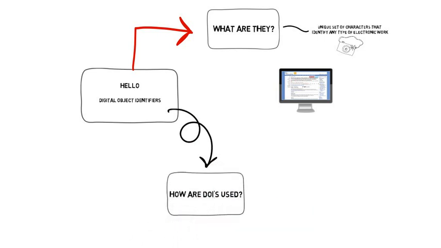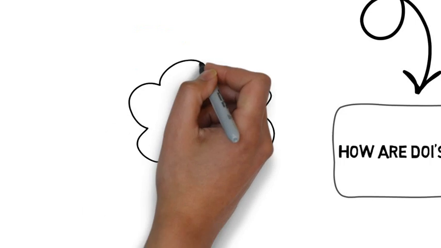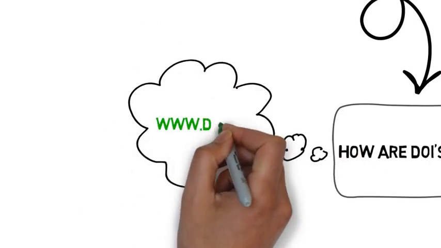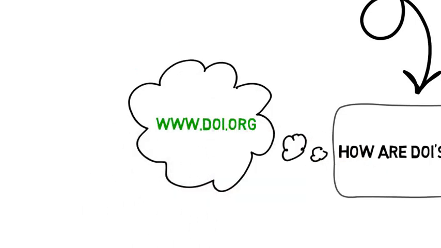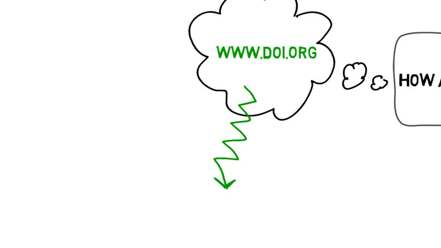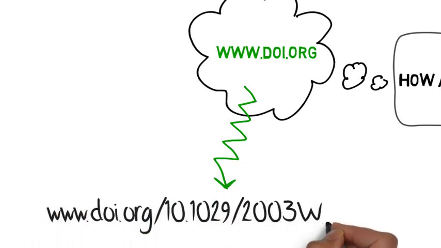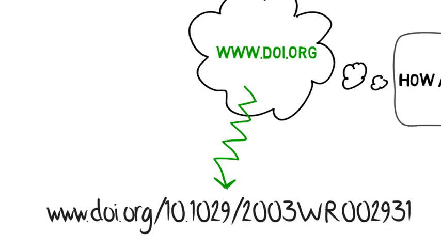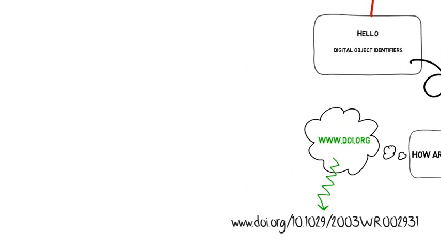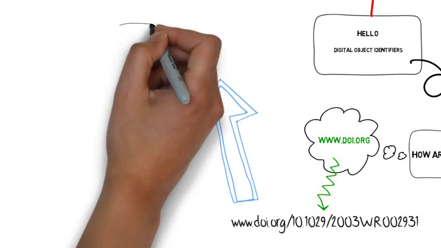So, how are DOIs used? To resolve a DOI, you can go straight to the website www.doi.org, or you can simply enter the DOI coding at the end of the website like this. It takes you straight to the abstract of the article and will direct you straight to the original site.